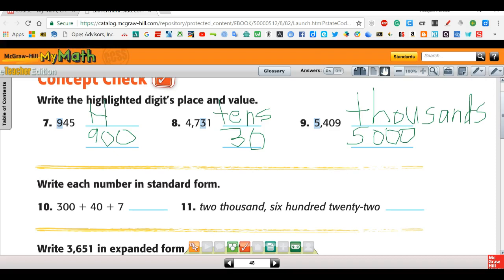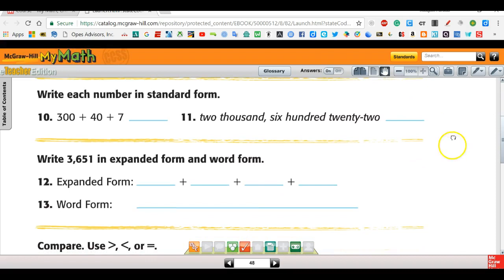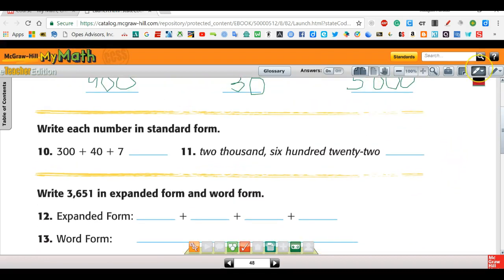So 10 and 11 say write each number in standard form. Standard form, is that where I have all the zeros and the plus signs? No, that's expanded. Okay. It says write each number in standard form. Obviously, I'm not going to use words, because that would be word form. Zeros plus the plus sign would be expanded form. So if I have 347, what am I writing first?